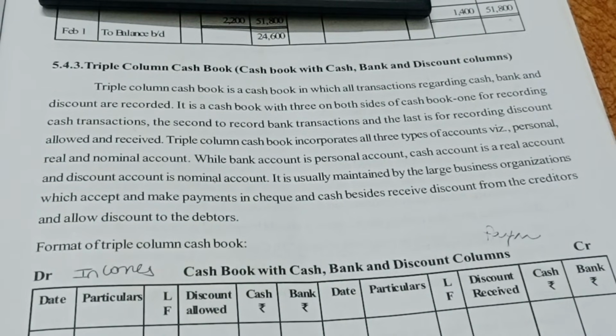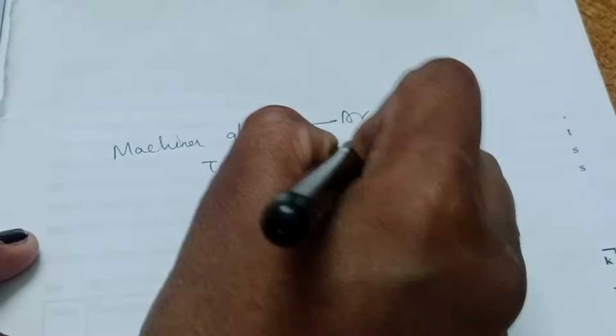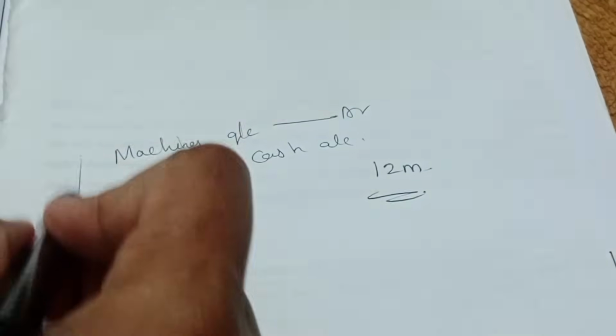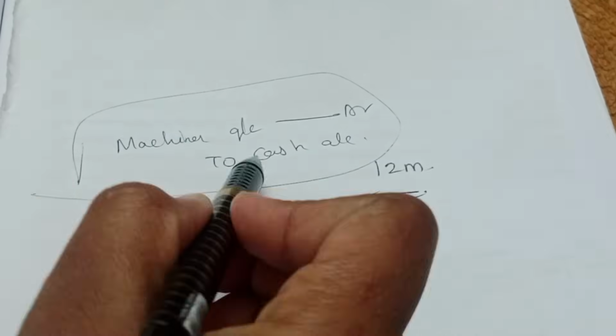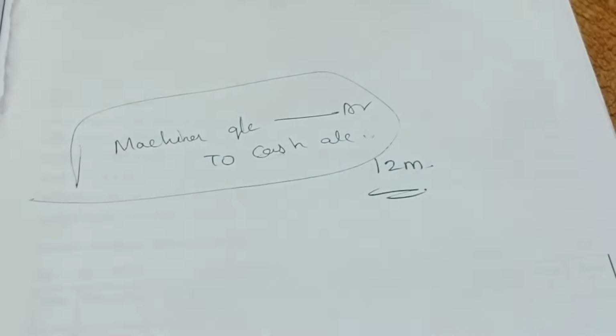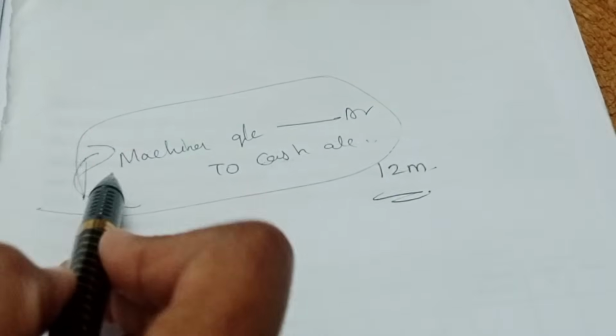Again, for example, purchased machinery. Purchased machinery means what will be the journal entry? Machinery account debit to cash account. While purchasing machinery, cash is going out, right? So this is the journal entry transaction, okay? Here cash is on the credit side. Where is cash? It is on the credit side. Then the opposite is machinery.